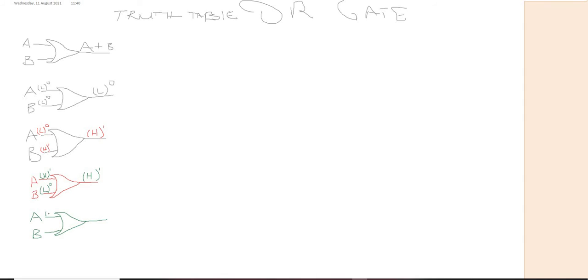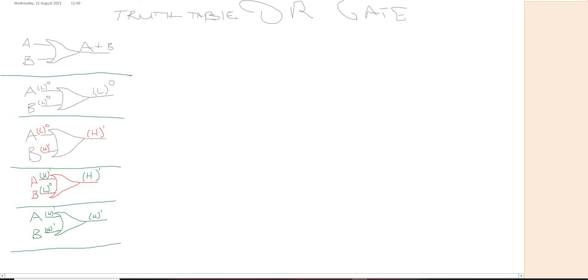So now the final one would be 1 1. While there's 1 1, this is H. The final would be H. If you check precisely the first one here, it's LL, it results L. So 0 0 results 0. The output will be 0.